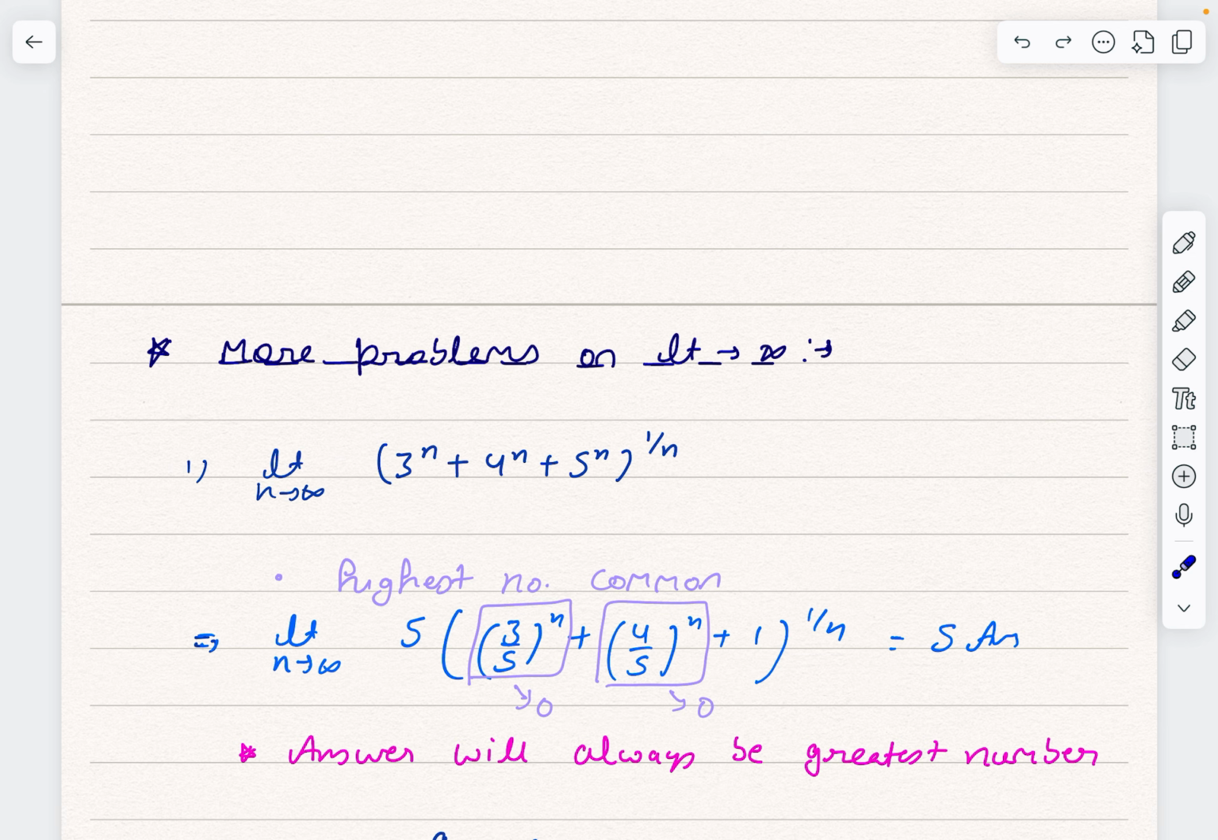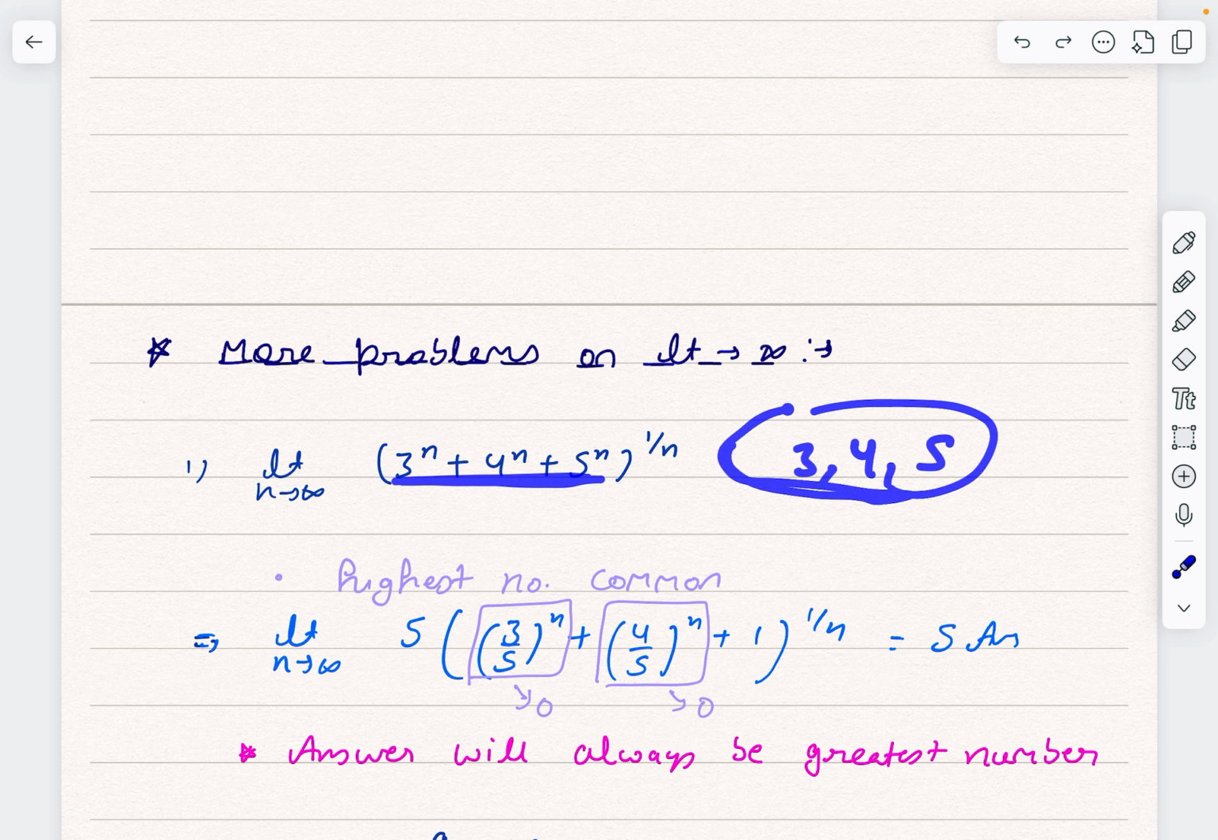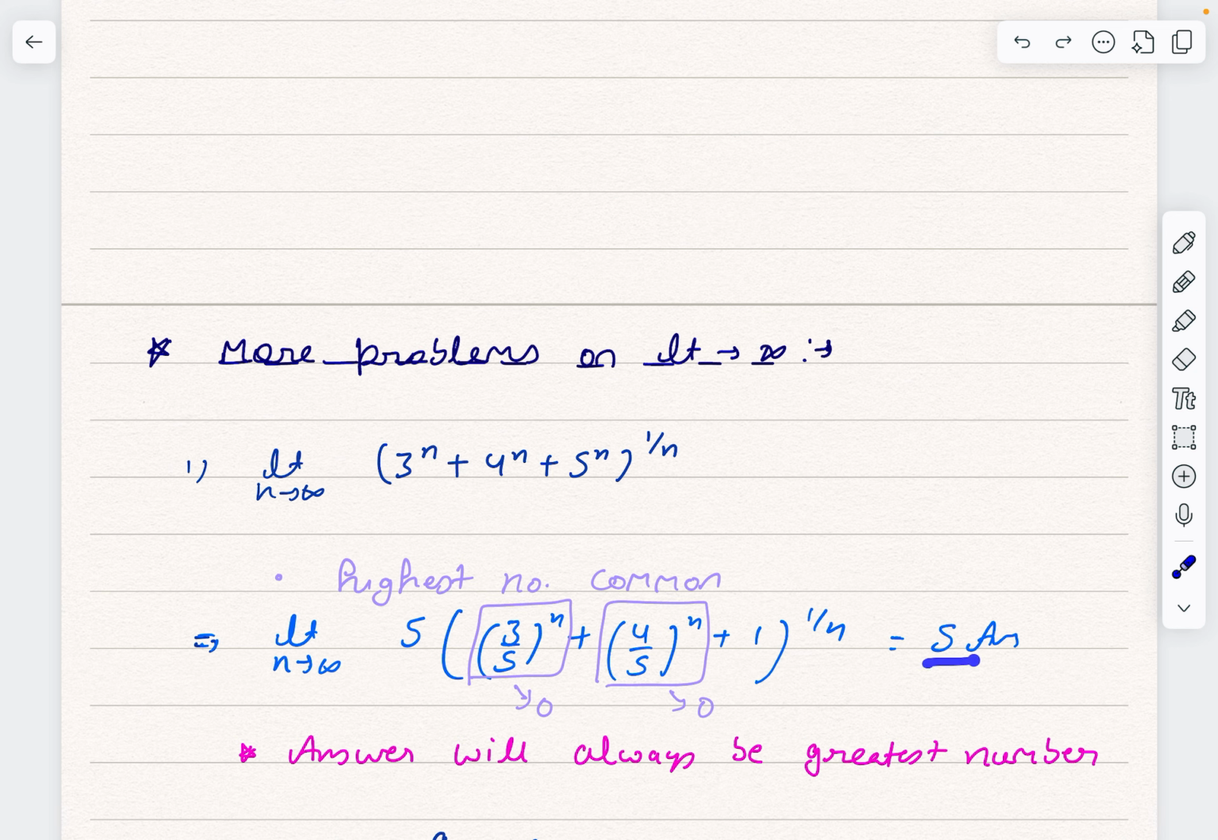Whenever you have this kind of problem, limit n tends to infinity, (3 power n plus 4 power n plus 5 power n) whole power 1 by n, the final answer will just be the greatest number out of these. What are the numbers here? 3, 4, 5. Whichever is the greatest number, that will be the final answer. So in this case, the answer will be 5. How do we see that?